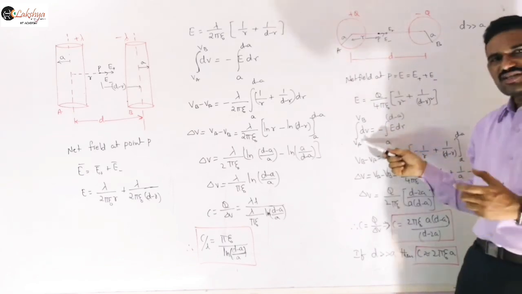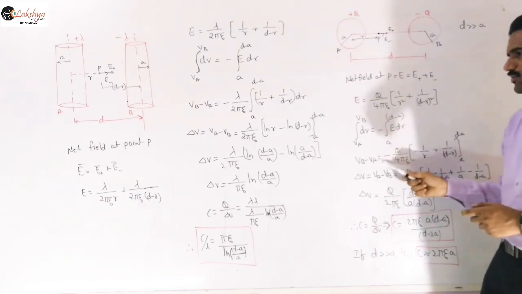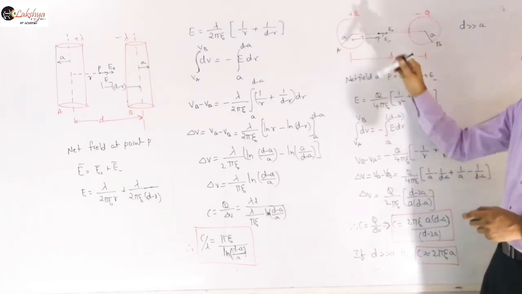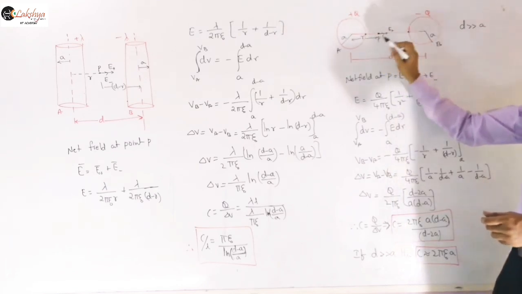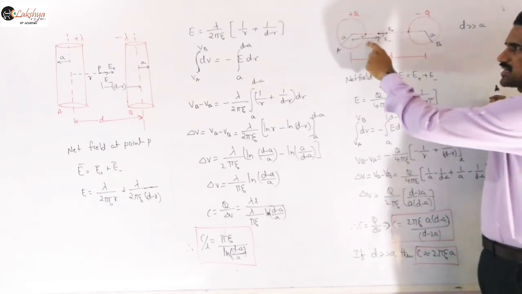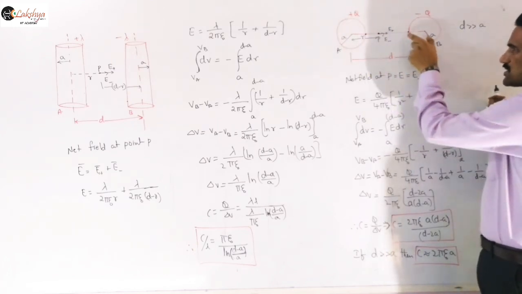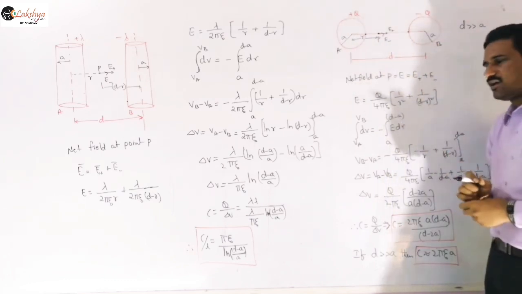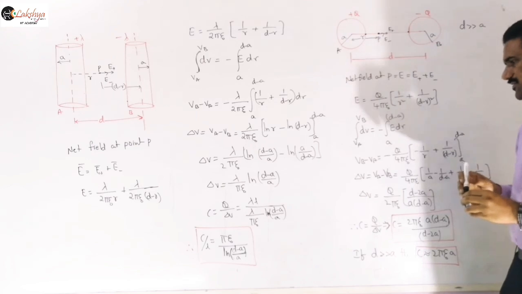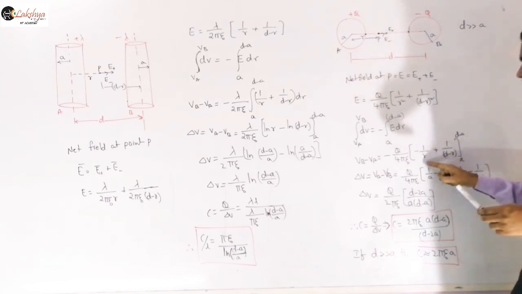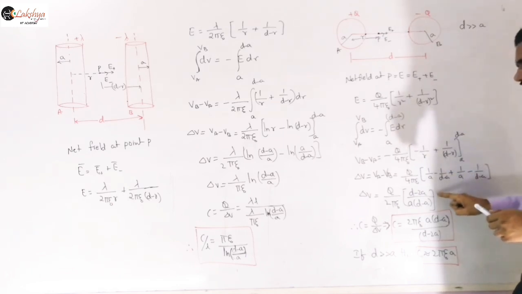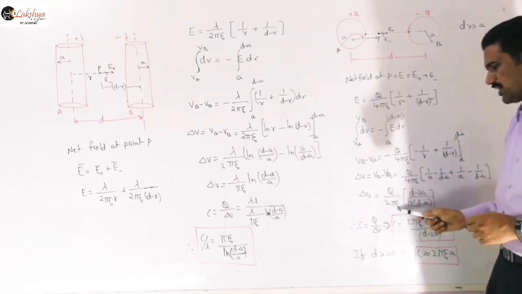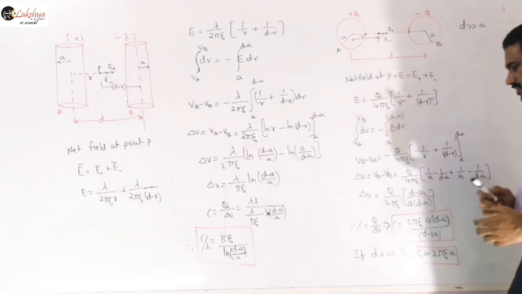Then using the E and V relation, we integrate to get the potential difference. The limits run from the surface of one sphere to the surface of the other: r is equal to a at this point, and r is equal to d minus a at the other point. So the limits are a to d minus a. Integrating, you get minus 1 by r plus 1 by (d minus r), and on substituting the limits, you finally get Q by 2 pi epsilon naught into (d minus 2a) by a(d minus a).